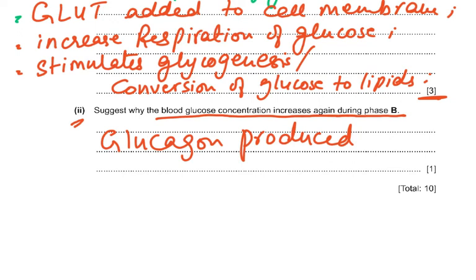That's why the glucose concentration is rising in phase B. So if you gave me anything about glucagon, you'd get the 1 mark for that. So glucagon is being produced, and that results, of course, in the glycogen being converted to glucose, and the glucose entering the blood, and of course the blood glucose level rising.